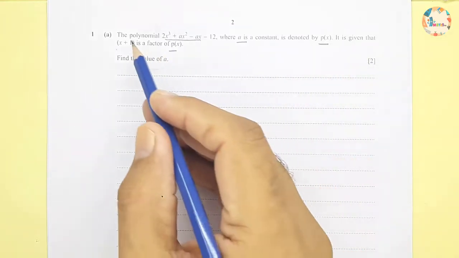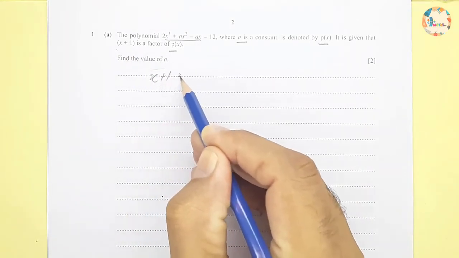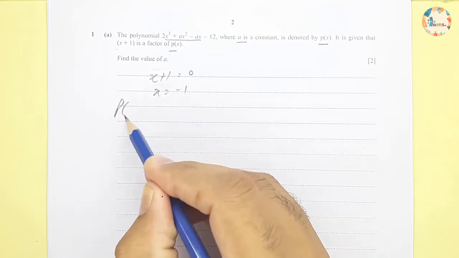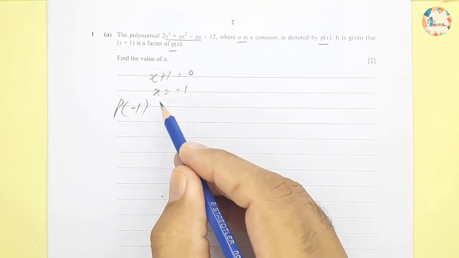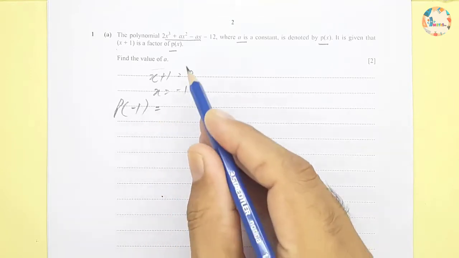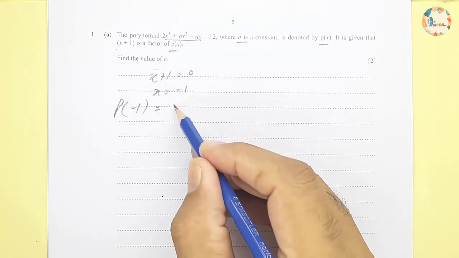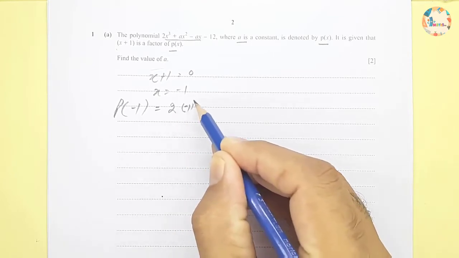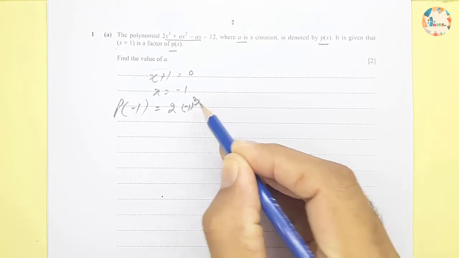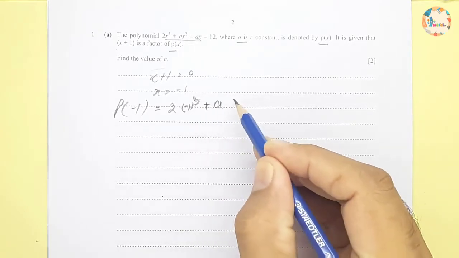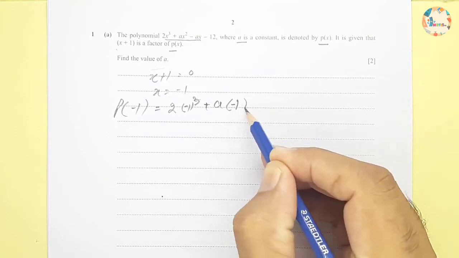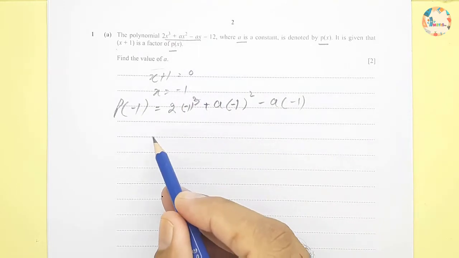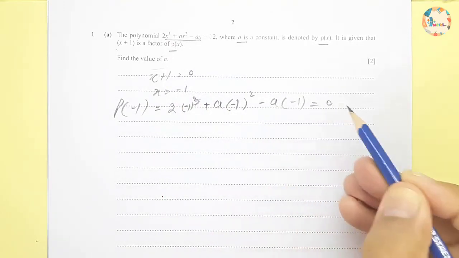So we can put this x plus 1 equal to 0, and x will be equal to minus 1. So we'll have to find p of minus 1 and set p of minus 1 equal to 0. So for p of minus 1 we will be replacing x with minus 1 in the given polynomial. So 2 into minus 1 cube plus a into minus 1 square minus a into minus 1. We have replaced x with minus 1 and we will put this equal to 0.